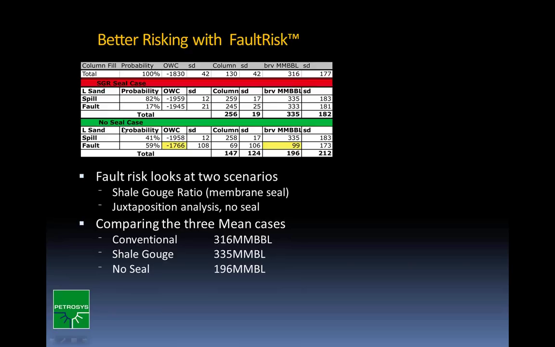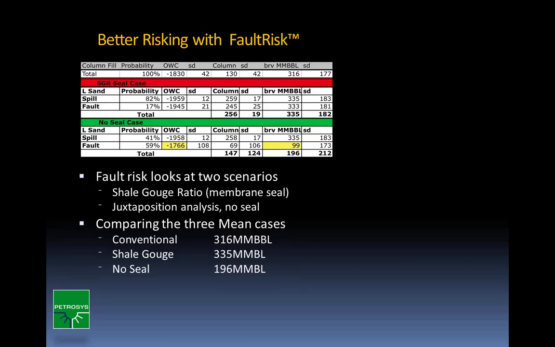For the no-seal case, we have only a 41% chance of it being filled to spill and a 60% chance of being constrained by faulting. So if we have it filled to spill, we have a similar contact, column, and BRV as in the classic case, but with the 60% chance of only having a higher contact, a much lower column, and a BRV of only 100 million or 99 million barrels.